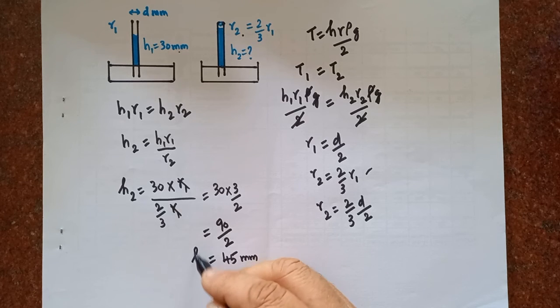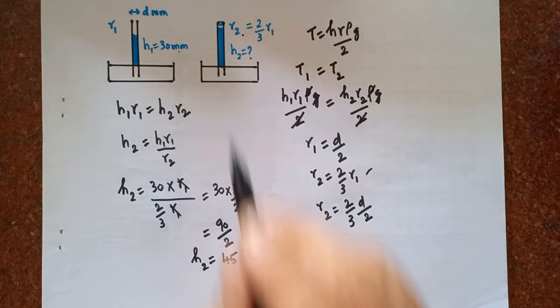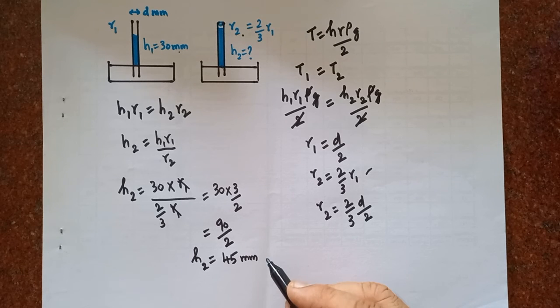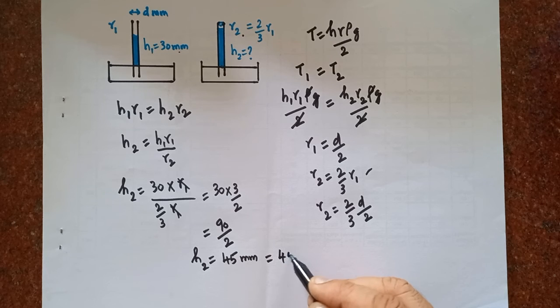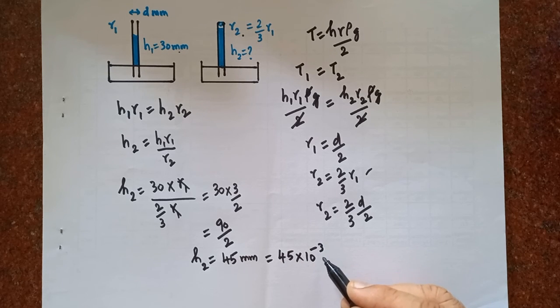So that is the height of the liquid column in the second tube. Very easy problem. This can be written in terms of meter also: 45 into 10 to the power of -3 meter. So this is the height of the liquid column in the second tube. Very easy problem. Okay.